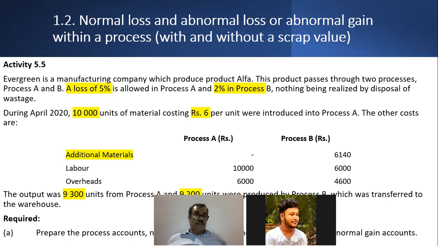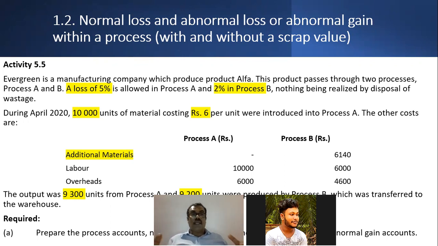So total units is 9,300, of which 2% is expected as a normal loss. 2% is 93 into 2, so that is 186. 9,300 minus 186 is 9,100 something. But surprisingly, process B produced 9,200 units, resulting in an abnormal gain. So this is a kind of two conflicting situations, abnormal gain and abnormal loss without scrap value.